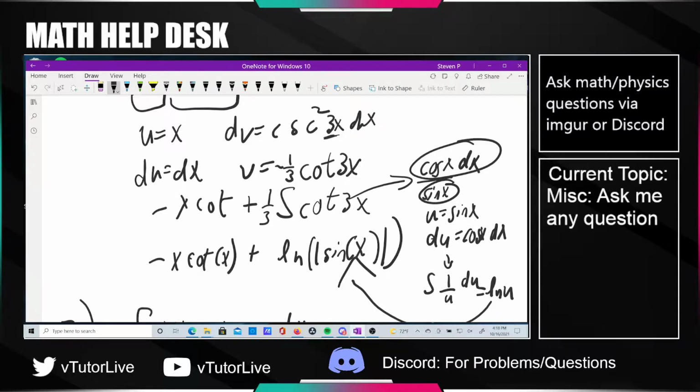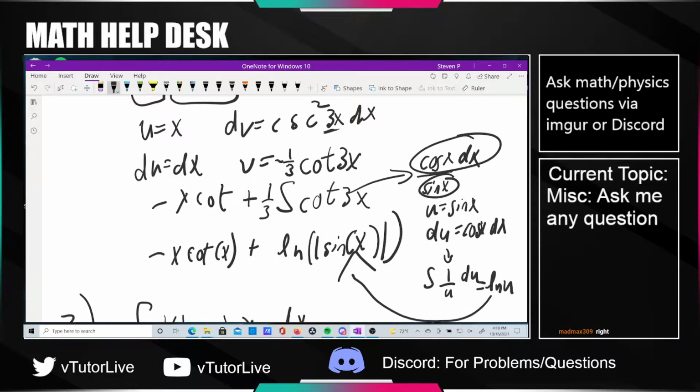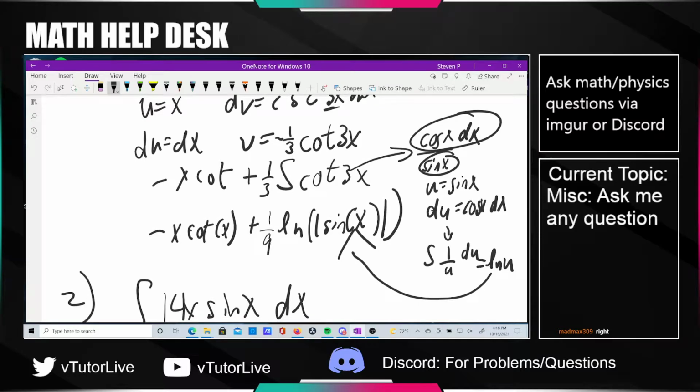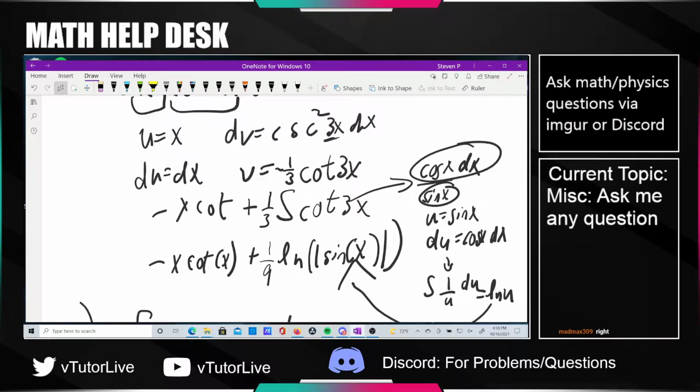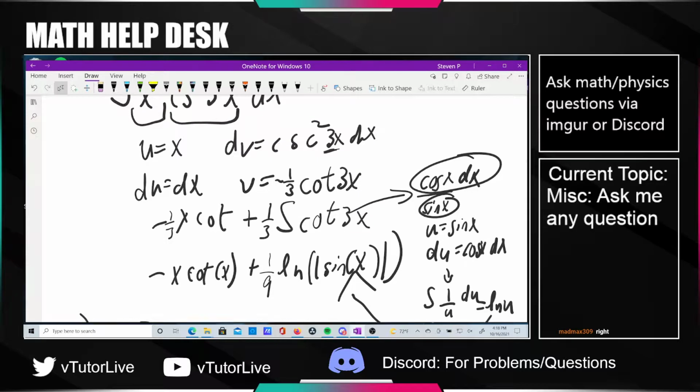So when you integrate cotan of x, then there would be another factor of 1/3 popping out, right? So this would probably look like a 9th. Over here, there was going to be a factor of a 1/3. Yeah, look, check my work.